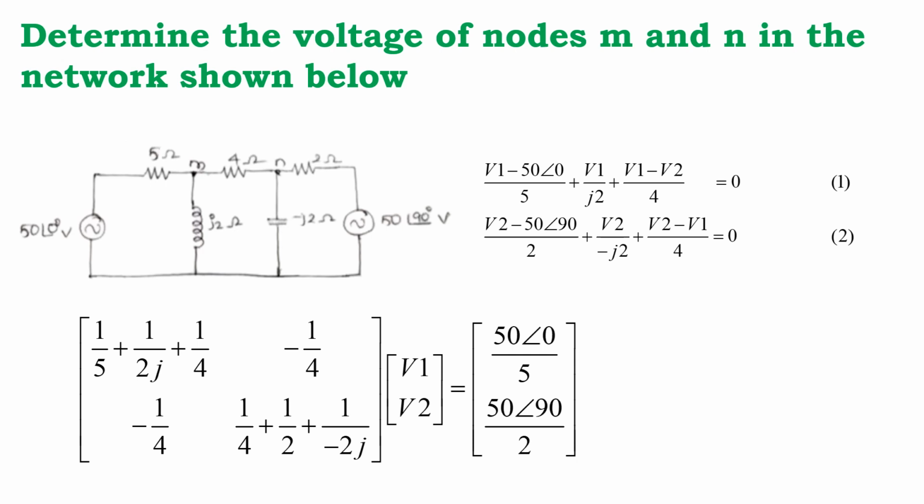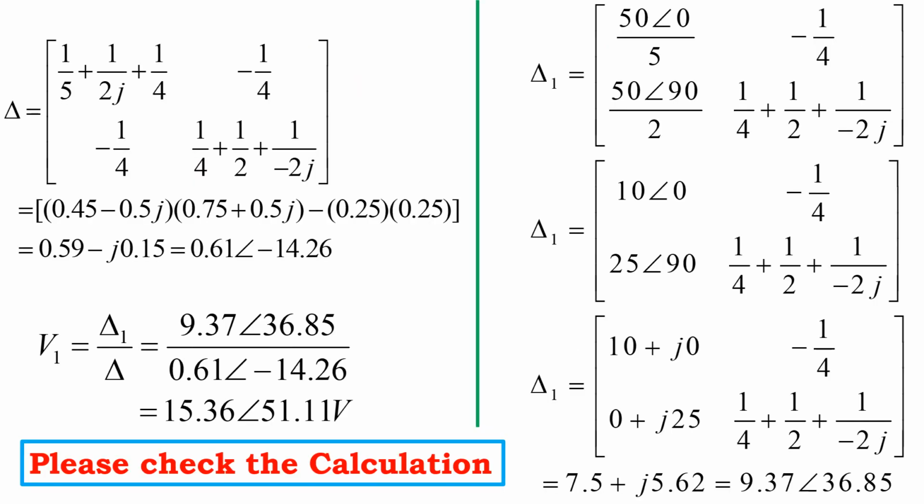to the matrix V1, V2, a voltage matrix, then the current in the first node and the current in the second node. The first node current is 50 V by Z, that is 50 angle 0 by 5. Similarly the current in the second node is 50 angle 90 by 2. So this way we can construct a matrix. Then the calculation will be as we saw in the previous slides.